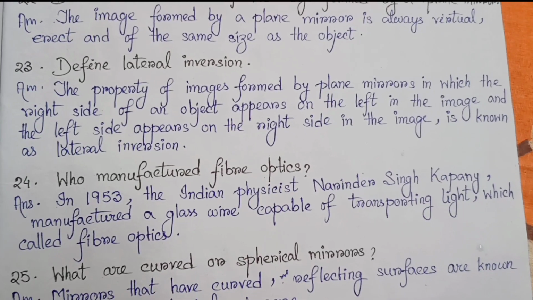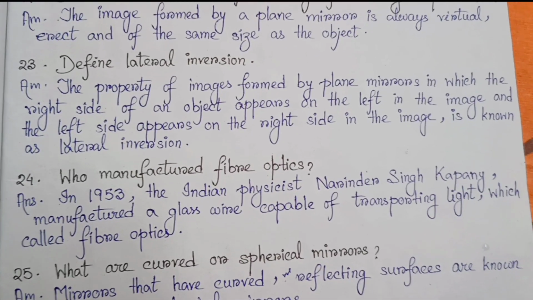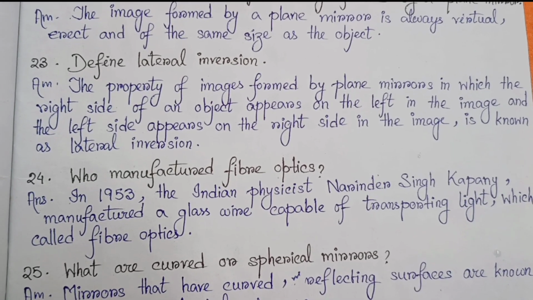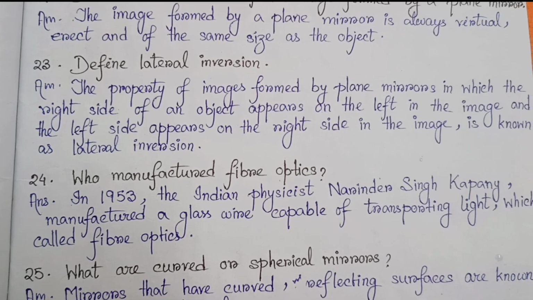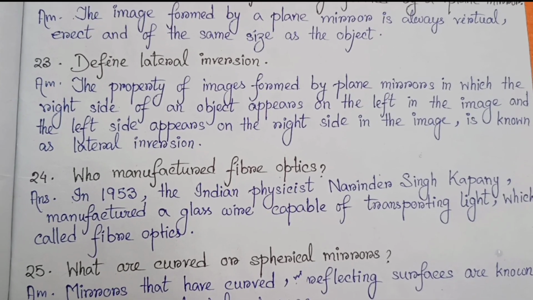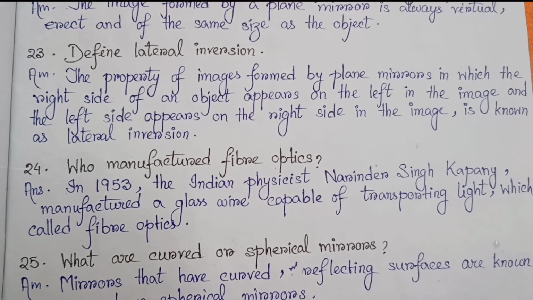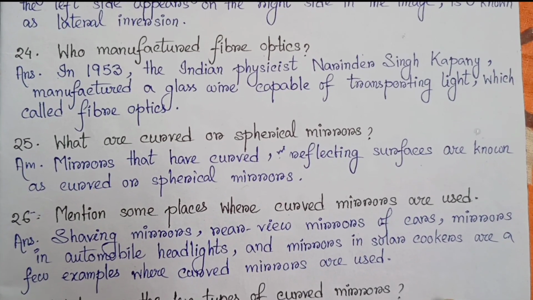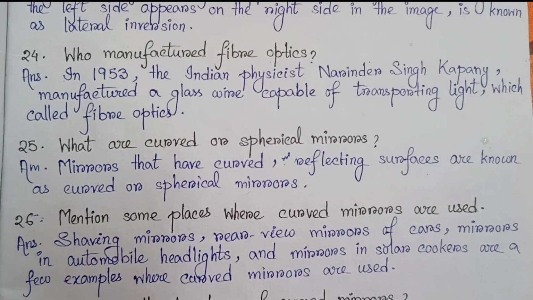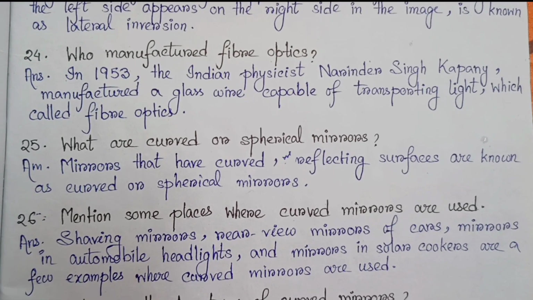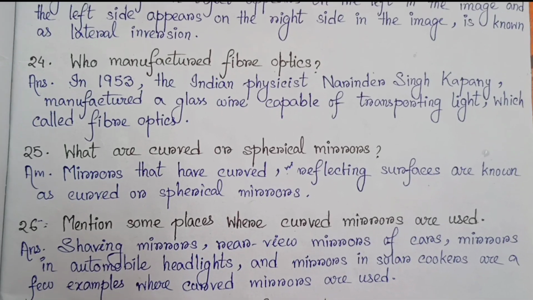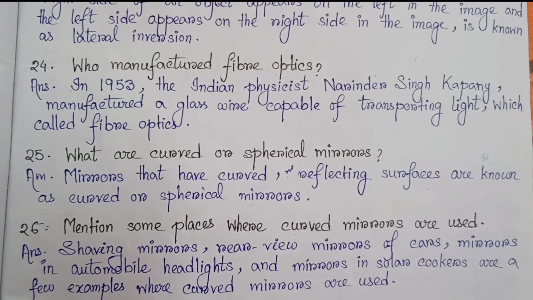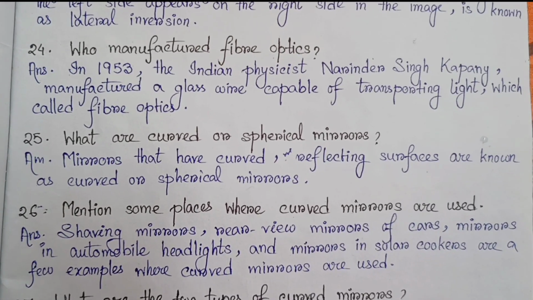Number 23. Define lateral inversion. The property of images formed by plane mirrors in which the right side of an object appears on the left side in the image and the left side appears on the right side in the image is known as lateral inversion. Number 24. Who manufactured fiber optics? In 1953, the Indian physicist Narendra Singh Kapani manufactured a glassware capable of transporting light, which is called fiber optics.